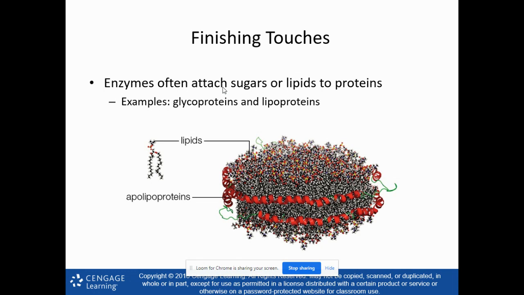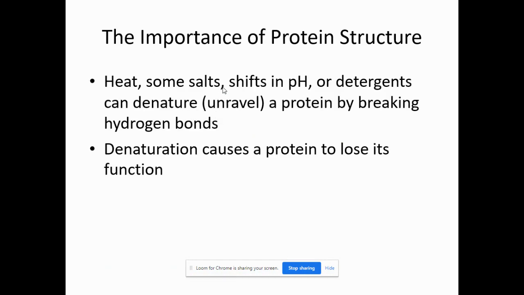Well, sometimes with proteins, you may have other additional molecules attached to them, such as lipids or sugars. You may hear in other classes about glycoproteins or lipoproteins. It's just a very complex protein molecule with an additional sugar or lipid.